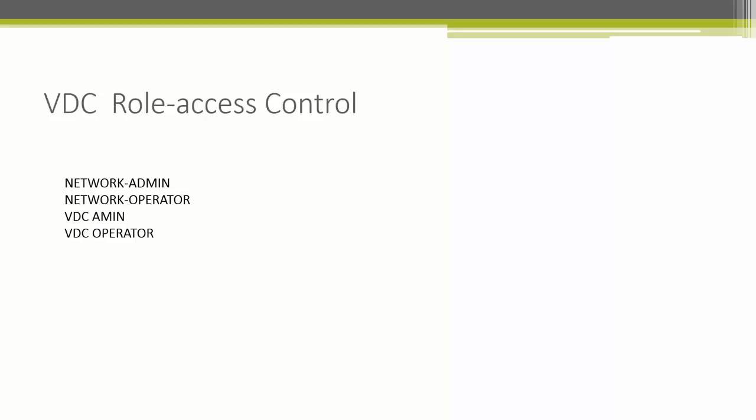The other two roles, VDC admin and VDC operator, are basically for non-default VDCs. VDC admin has full control of a specific VDC, but has no rights in the default VDC or other non-default VDCs. VDC operator has read-only rights in a specific VDC. When the network admin or network operator switches to a non-default VDC, the same level of rights is inherited.